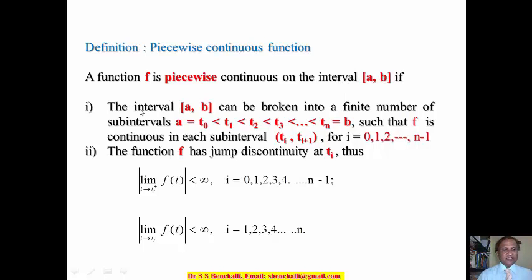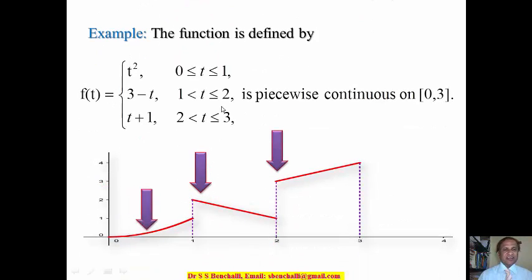Interval a to b. If the interval a to b can be broken into a finite number of subintervals, you can divide the interval in this format such that f is continuous in each subinterval, say t_i to t_{i+1}, i is equal to 0, 1, 2, 3 and so on. The function f has a jump discontinuity at t_i. It means it satisfies these conditions. Is it clear?